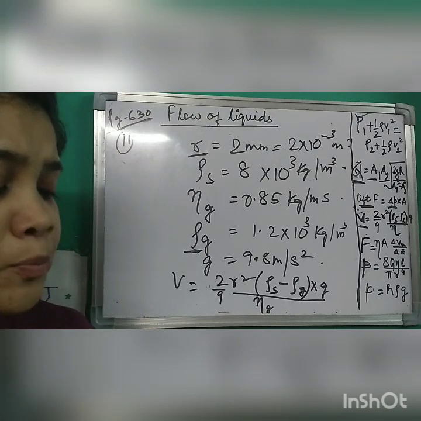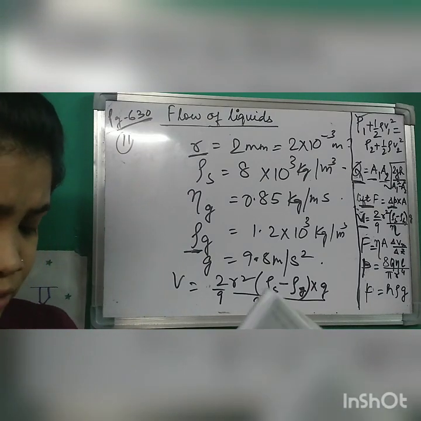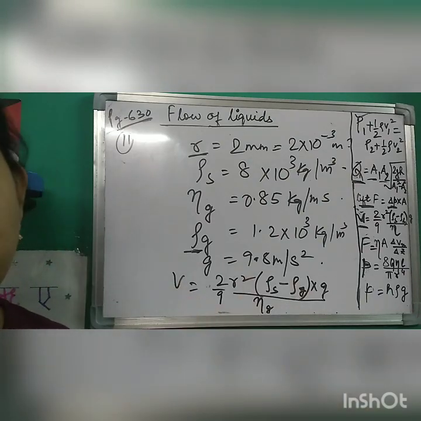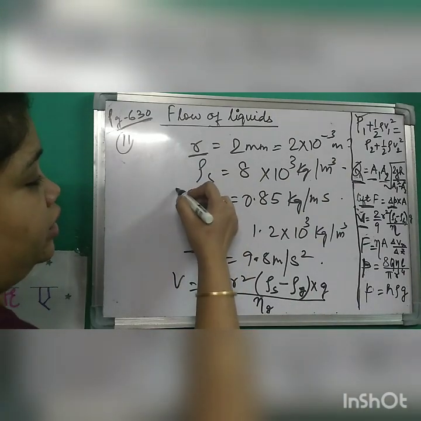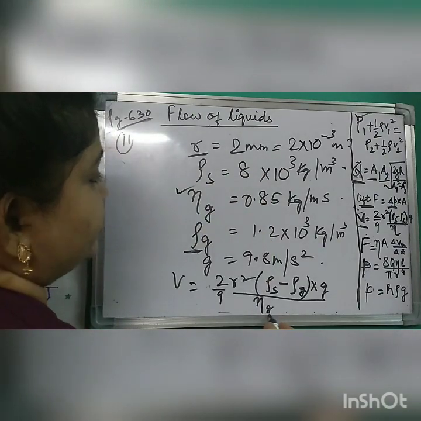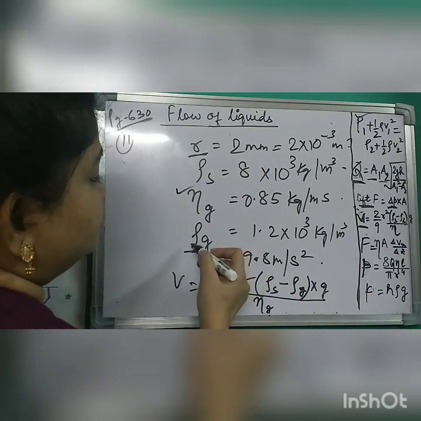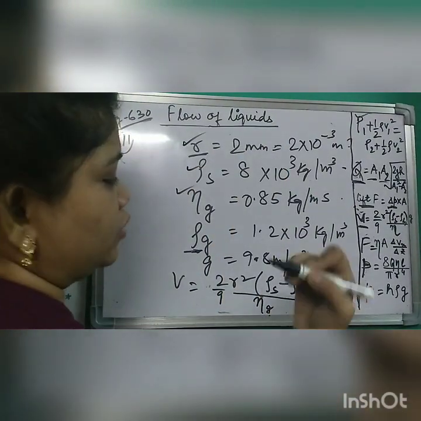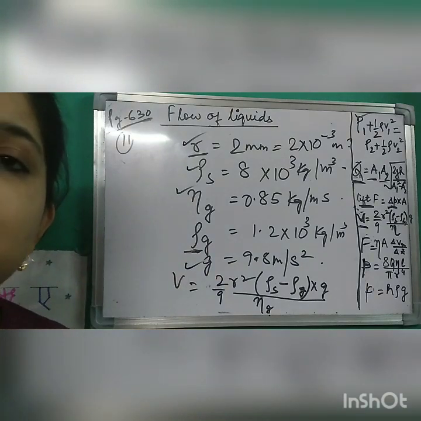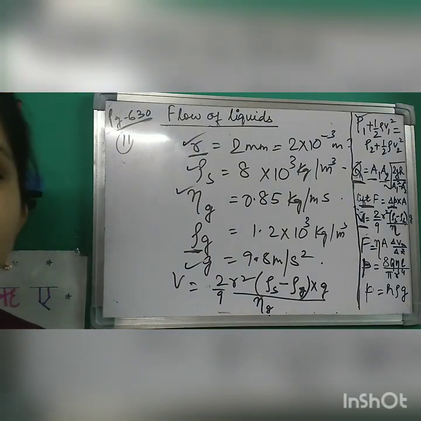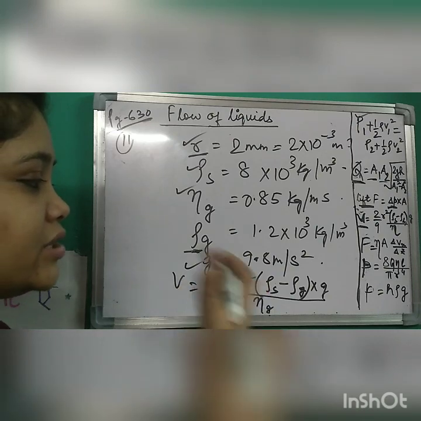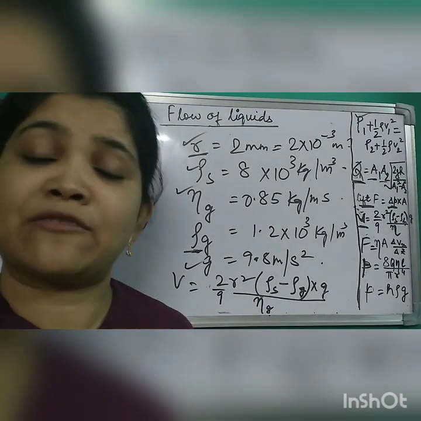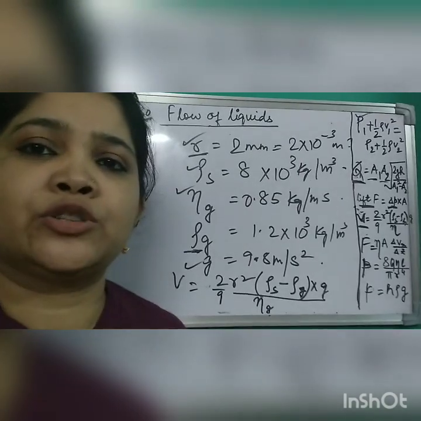If you put in the values, all the values you know. The viscosity of the glycerin is given to you, the density of steel is given, the radius is given, all values are given to you. Just put in the formula, solve, and you'll get the terminal velocity. It's an easy sum. Just remember that in the beginning of your book, values are given. I have copied the values from there. You also take the values from there.